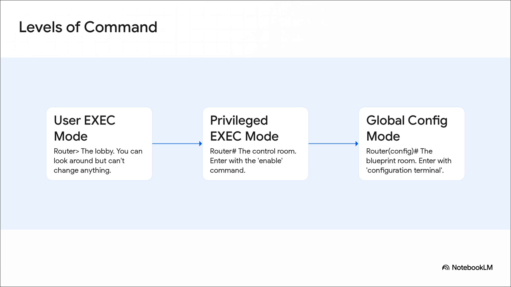To get more access, we type the enable command. This gets us into privileged EXEC mode, our control room, now marked with a hash sign. From here, we can run tests and see all kinds of detailed stats. But to actually change things, we need one more step. Configure terminal. This takes us to the blueprint room, global configuration mode. And notice how the prompt changes every time? It's always showing you exactly what level of access you have.